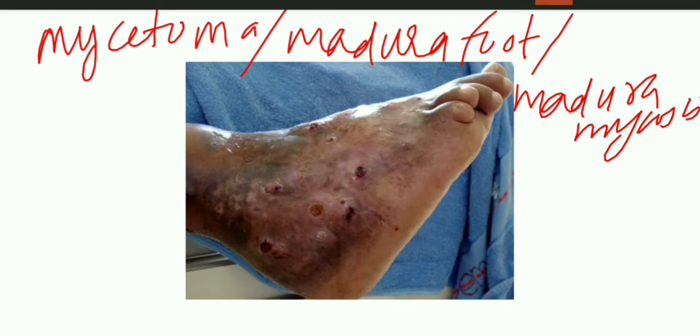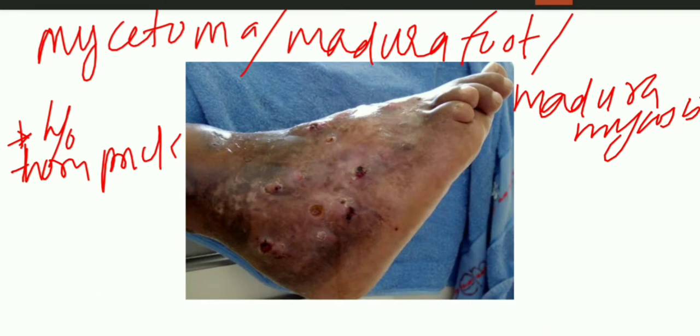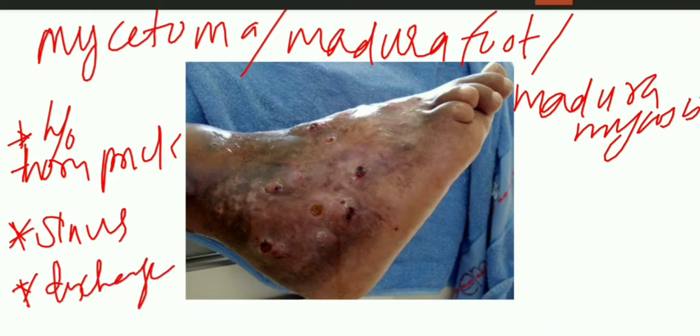So the patient will be having, first of all, a history of thorn prick. In that area later, painless nodules will develop, and then it will be forming sinuses. Now from these sinuses there will be discharge, and the entire foot will get swollen up. So this is the clinical presentation of Mycetoma or Madura foot or Madura mycosis.